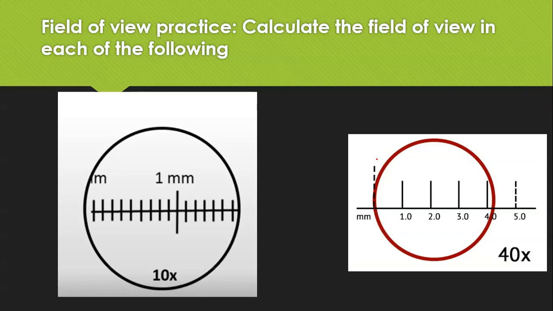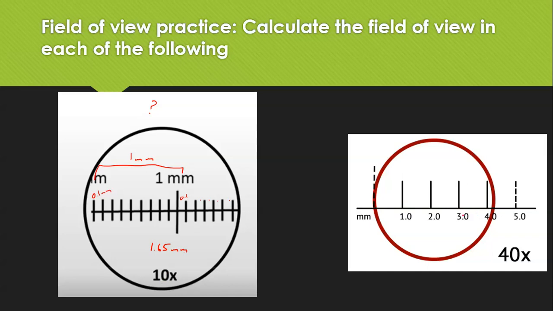Okay, so just a little bit of practice here. What would the field diameter be in this particular case? Well, these are 0.1 millimeter increments, and this is a full 1 millimeter. So this is 0.1, 0.2, 0.3, 0.4, 0.5, 0.6. So I definitely have 1.6. And it looks like I have about a half an increment here. So this would be 1.65 millimeters.